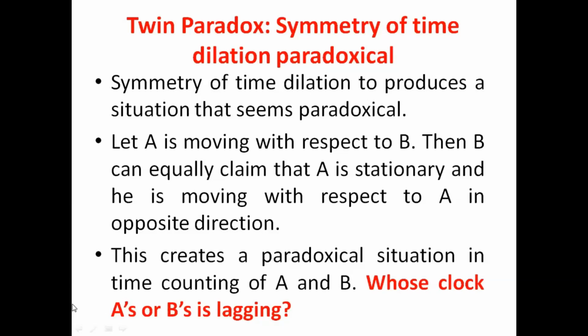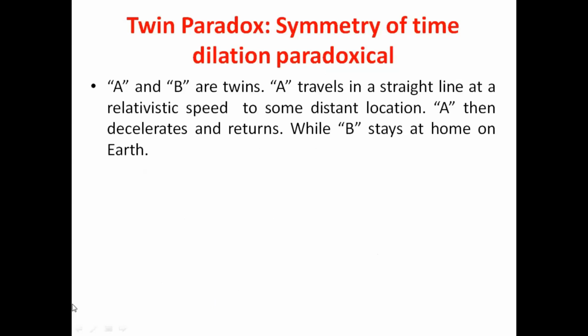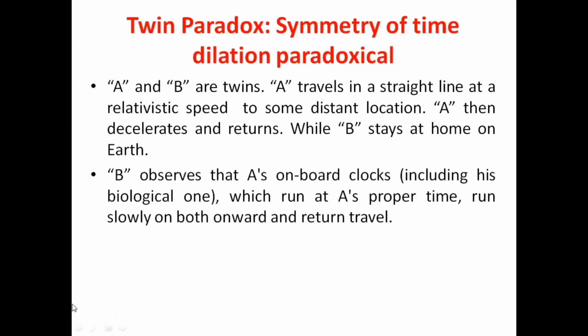The question is, whose clock, A's clock or B's clock, is lagging? And if we explore the relativistic equations, it will lead to a paradoxical situation. Let us suppose that A and B are twins. A travels in a straight line at a relativistic speed to some distant location. A then decelerates and returns back. When A returns back to B, who is staying at home on Earth, the clock associated with A will run at a slower pace with respect to B.